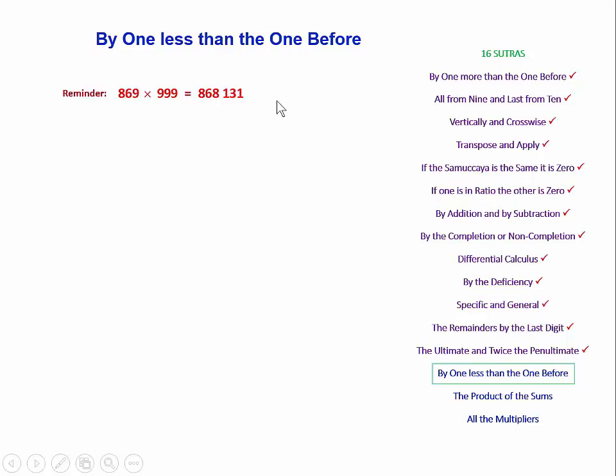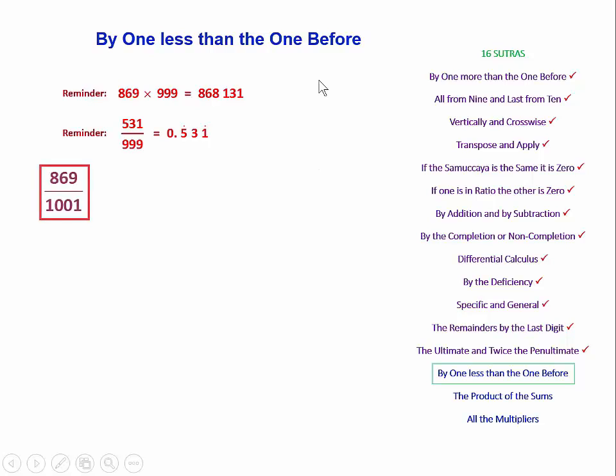The other reminder is that if we had a number like 531, which we're dividing by as many 9s as there are digits in that number, then it's very easy to put down the answer. It's just the 531, but recurring. 531, 531, 531.